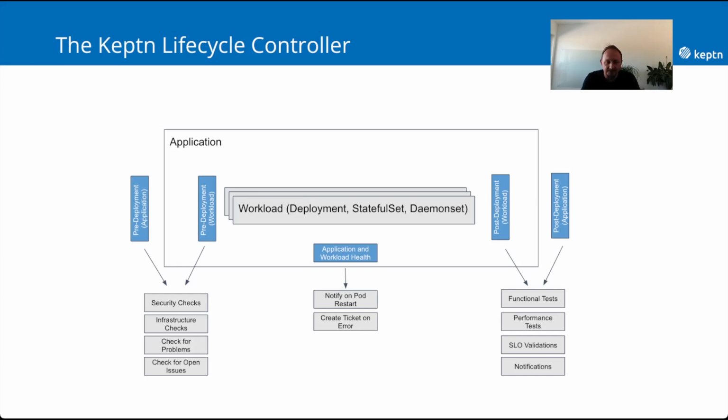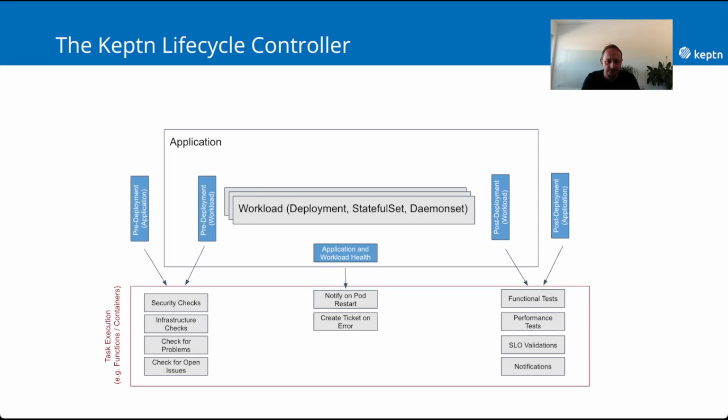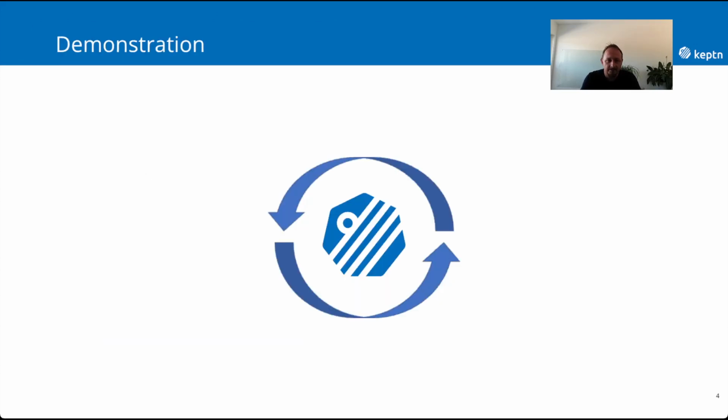These are all nice things, but we need some layer where we can execute things. This is all about task execution, and for the Keptn Lifecycle controller, we plan this using functions, containers, and other things. And this is what our demo is about today. In my demonstration now, I will simply trigger a TypeScript function by applying a manifest to Kubernetes, and afterwards take a look if this function has finished successfully.